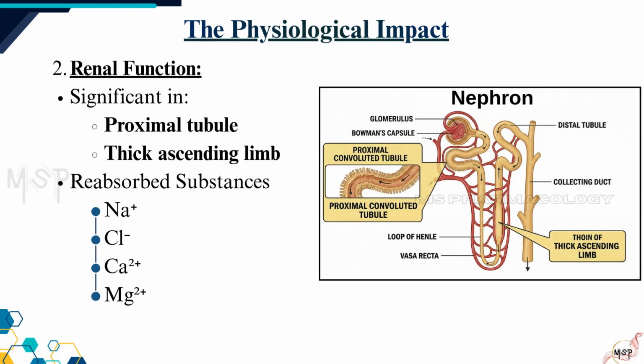In the kidneys, paracellular transport is a heavy hitter. In the proximal tubule and the thick ascending limb, massive amounts of filtered material need to be reclaimed by the body. Through these cellular gaps, the kidney reabsorbs a constant stream of sodium, chloride, calcium, and magnesium. Without this high-volume backdoor for ions, our renal system would be far less efficient at maintaining our internal mineral balance.